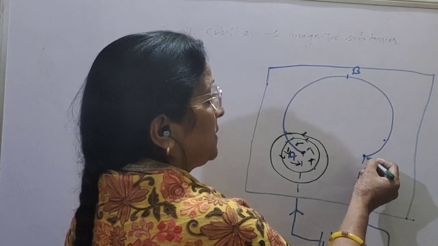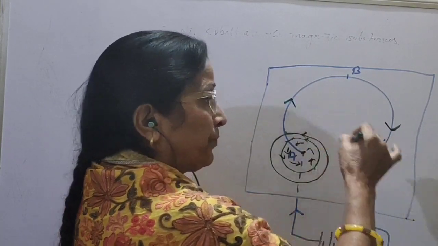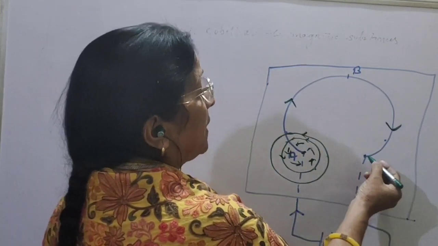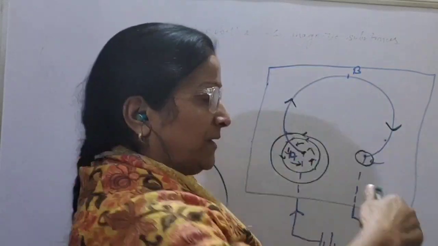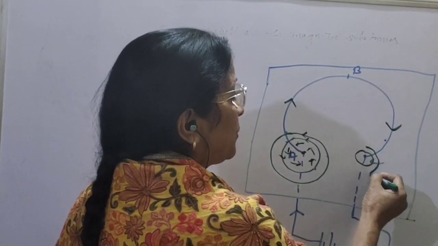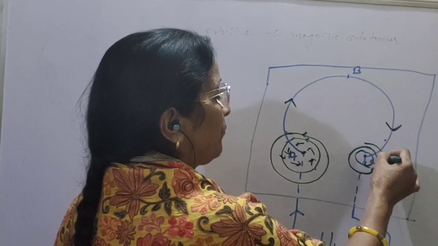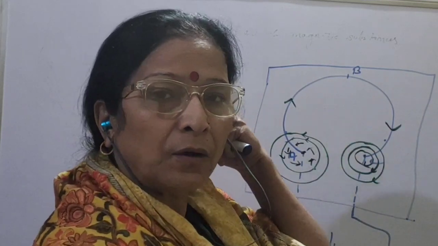Now at point C, the direction of current is in downward direction, so the field line at point C, if we plot it, will be clockwise. So the north pole of the magnetic needle will move in clockwise direction, and the field lines will be circular around this end also.